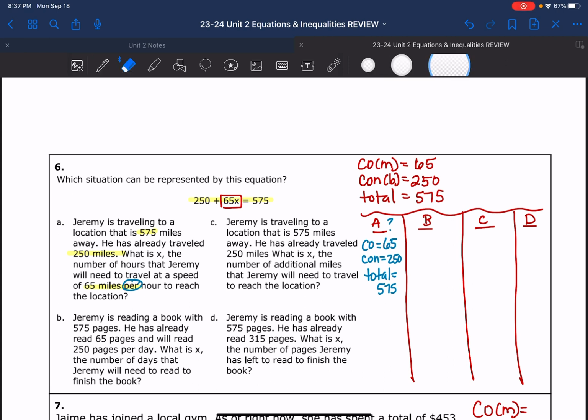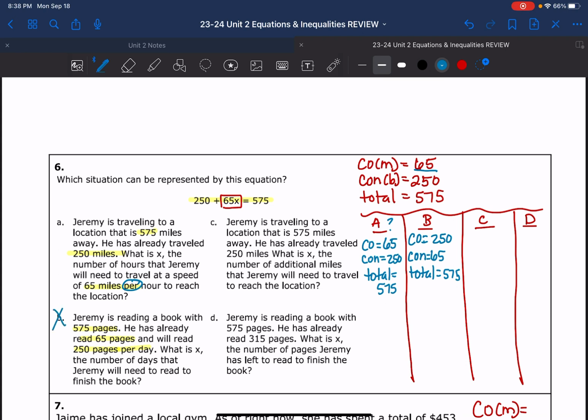Okay, so with B, it says that he's reading a book with 575 pages. He has already read 65 pages and will read 250 pages per day. I like starting off with the coefficient because here already I can say that 250 pages per day is going to be wrong because we have 65, okay? But let's continue. Con, 65 pages, and then total 575, okay? So they have switched co and con.